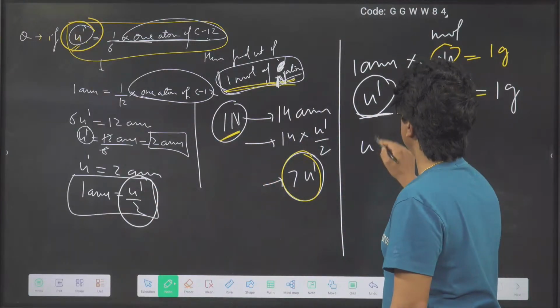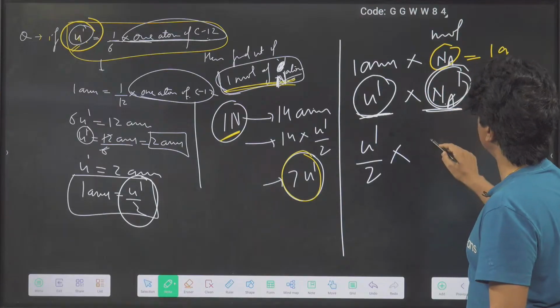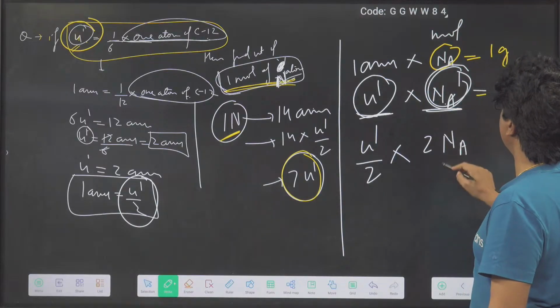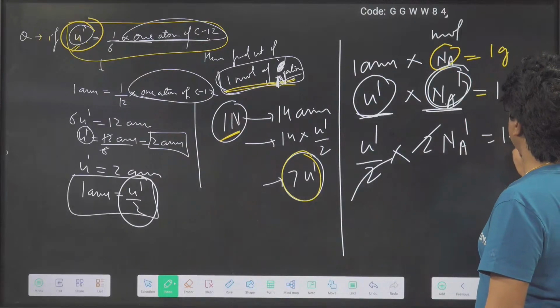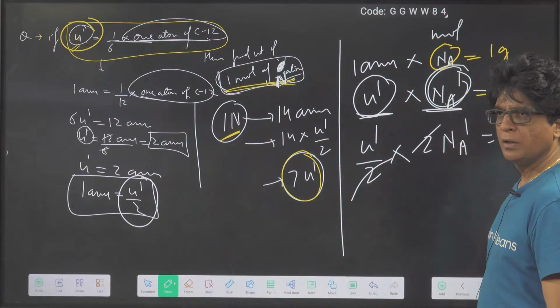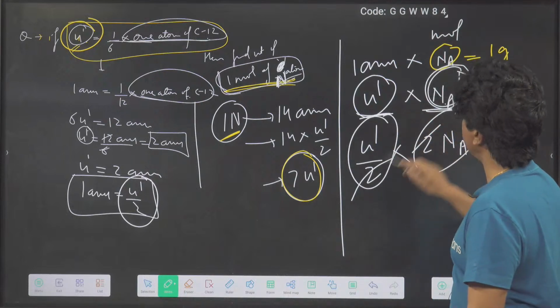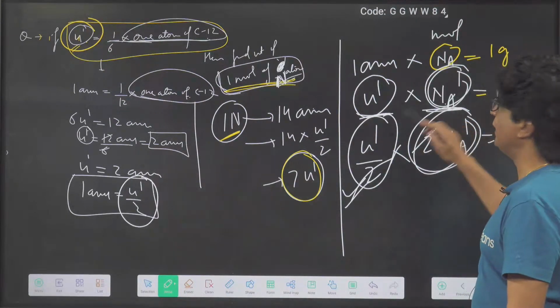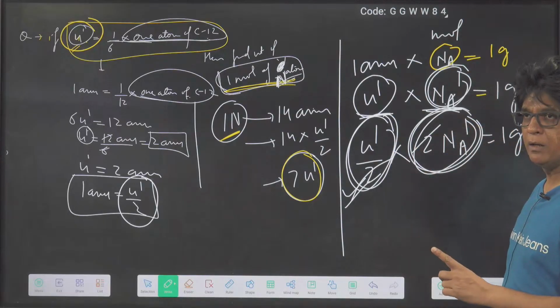So this is U dash by 2, right or not? In that case, this N dash A will become 2Na. Are you getting it? So this and this will cancel out, and I'll get 1 gram, always. They both are interdependent. If I change the value of AMU, the value of Na will also change. If this becomes half, this will become double to get 1 gram.